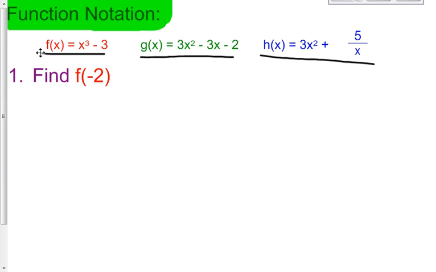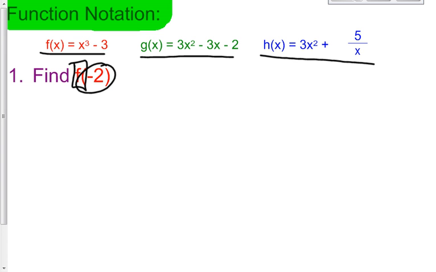So here's what we want to be thinking of as we do these problems. This -2 right here is going to go through a machine. It's going to go through one end of the machine, and it's going to come out of the other end of the machine transformed. It's going to look a little bit different because it's going through a machine that is changing it. And this f right here tells us what machine it's going into.